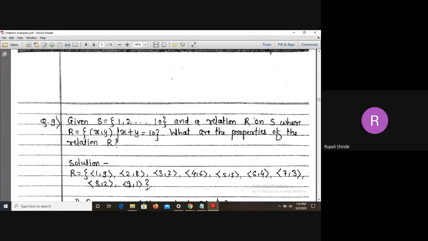Okay. And the last one is antisymmetric. Now check whether this one is antisymmetric. So what is the meaning of antisymmetric? Who will explain the antisymmetric property?